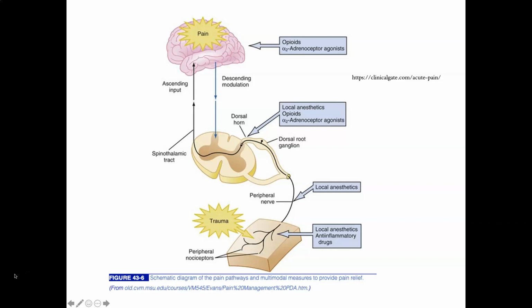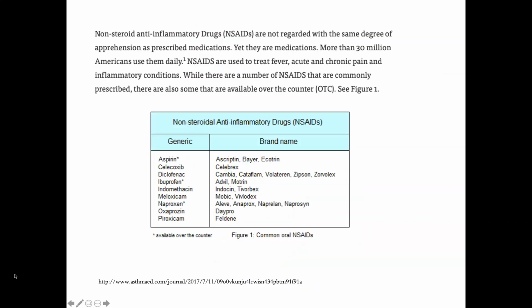As it gets up into the dorsal root ganglion, going into the spinal cord, that's when you advance from local anesthetics into opioids and alpha-2 adrenoceptor agonists. And then once it moves from the spinal cord up to the brain, to the cerebral cortex, the only thing that's going to stop that sensation are opioids and alpha-2, or I'm sorry, I think that was omega-2, adrenoceptor agonists. I'm doing this very late at night and I apologize for it.